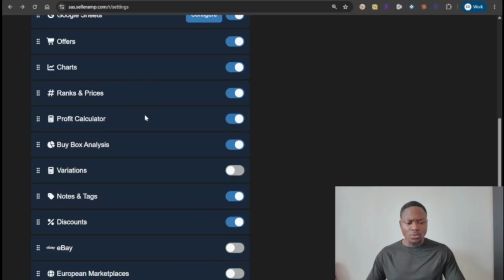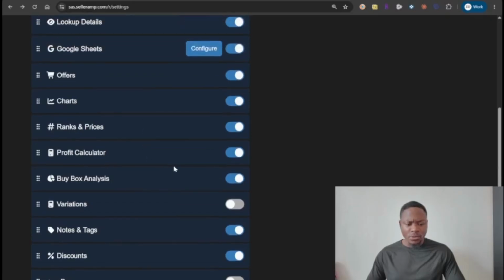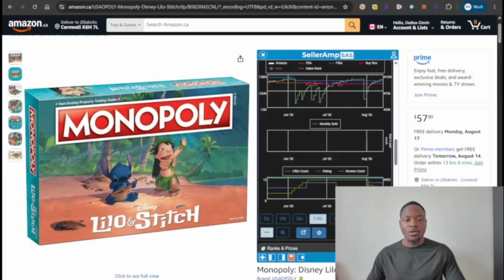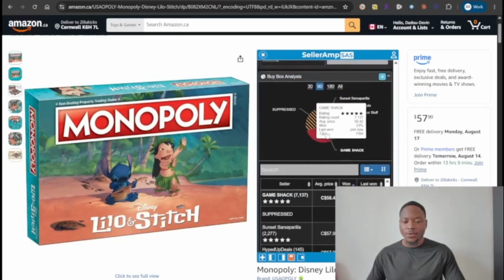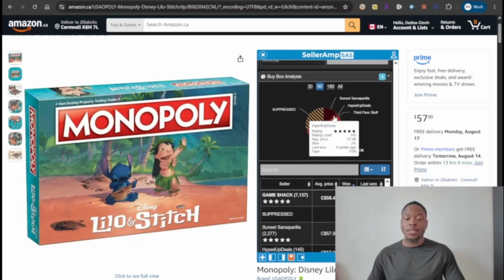And then what you want to have, there's another one. Yeah, the buy box analysis is what you need to have turned on. This is super important. So then you can see in here who has been getting access to the buy box and for how long, what's the percentage. So that's going to be really useful to figure out what your competition is looking like and how much of the buy box they are actually getting access to.